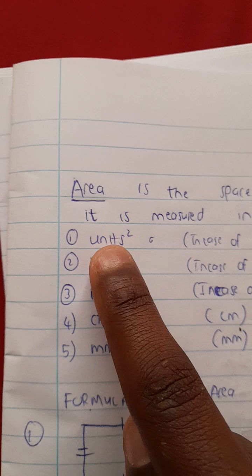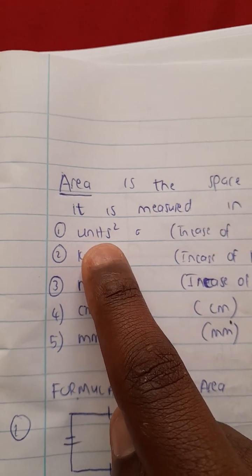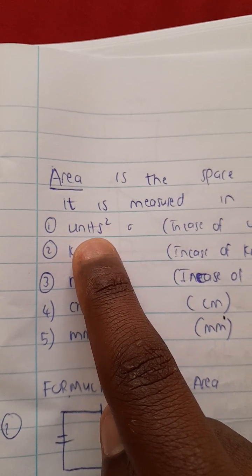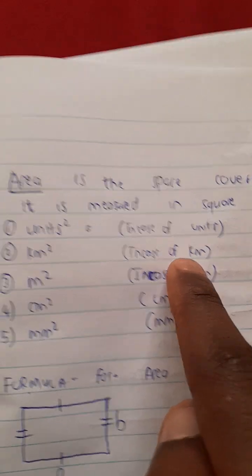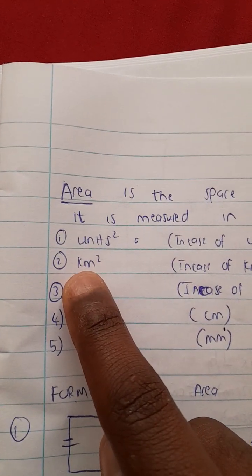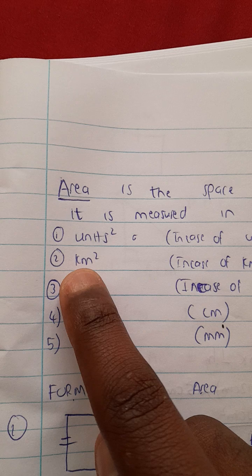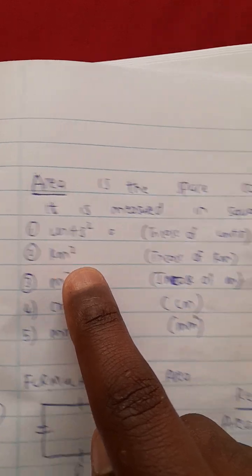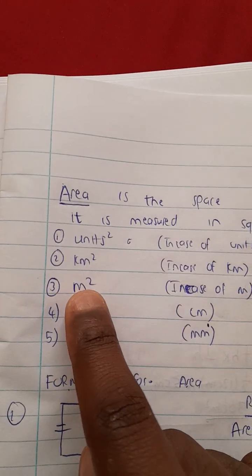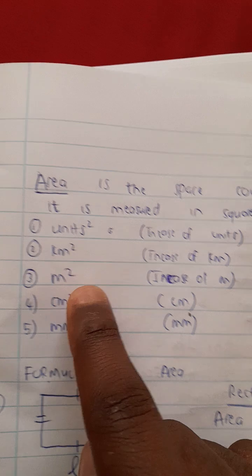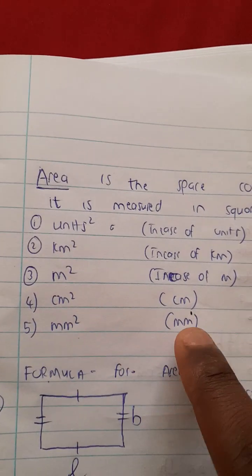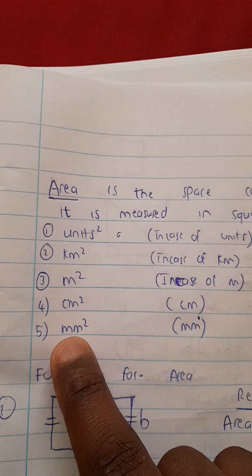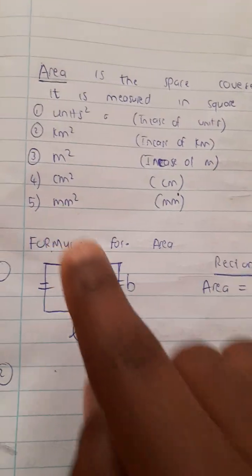So that means if you are given units, then you use units squared to write your answer. Your value will have units squared. If you are given kilometers, then your value at the end when you calculate the area will be in kilometers squared. In the case of meters, then your answer will be in meters squared. In the case of centimeters, your answer will be in centimeters squared. And in the case of millimeters, your answer will be in millimeters squared.